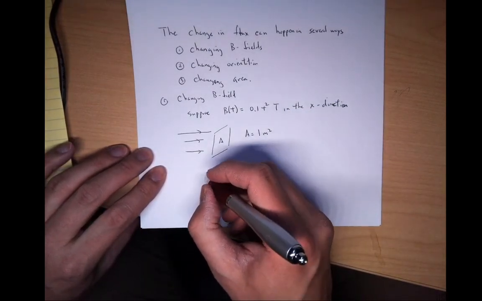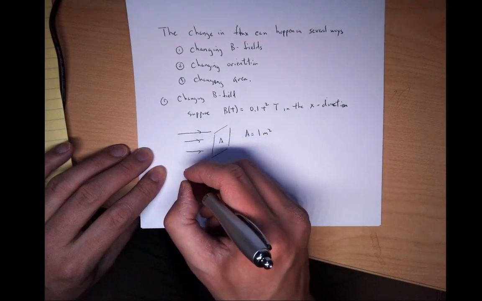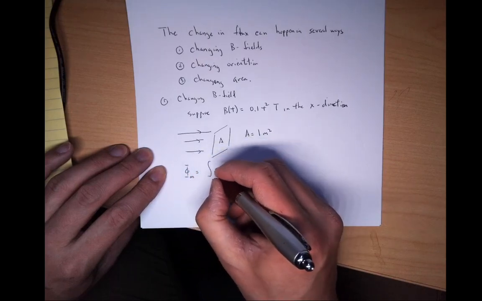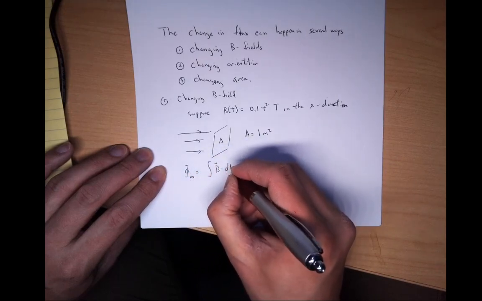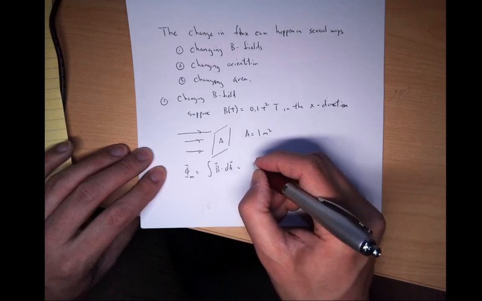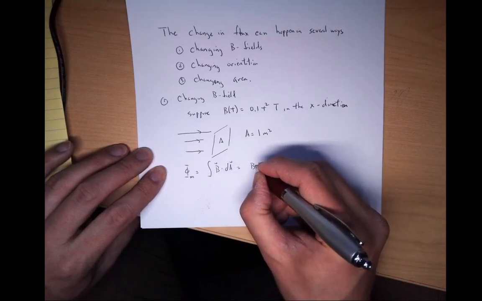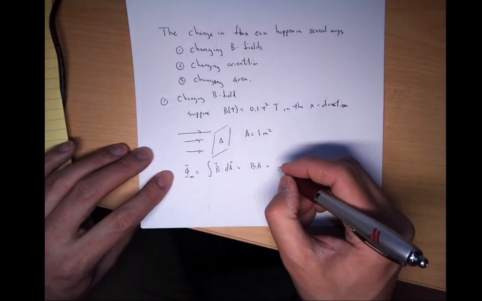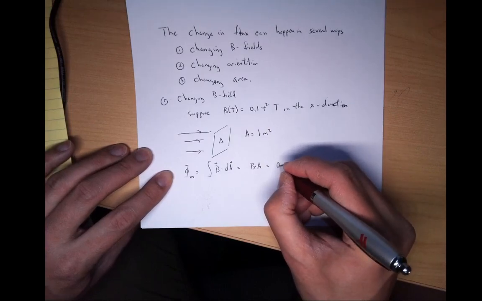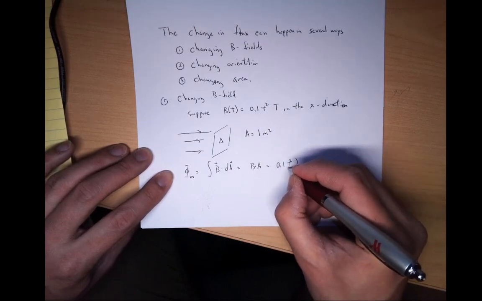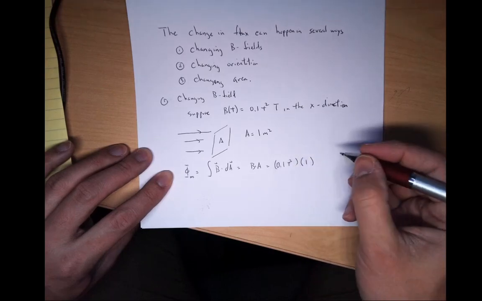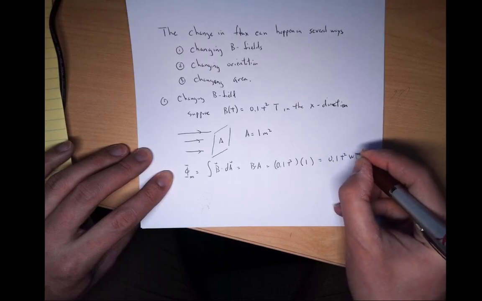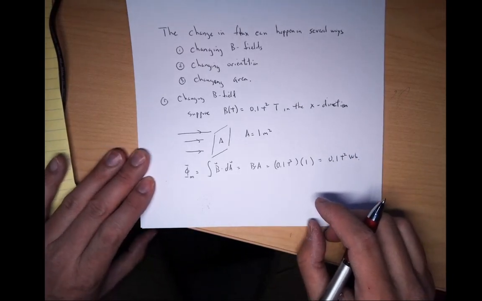So once I have that, I can just go ahead and compute this thing out. Phi sub m is equal to the integral of B dot dA. Well, what's that? That's just going to be B times A, because the normal of this thing is the x direction, and the B field is along the x direction. So this is simply going to be 0.1 t squared times 1 meter squared, so 0.1 t squared Webers. That's part one.